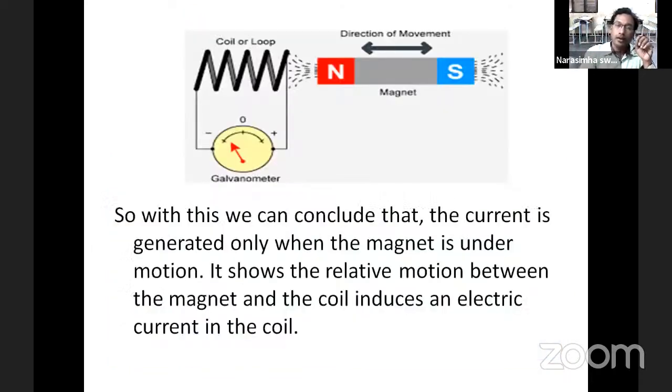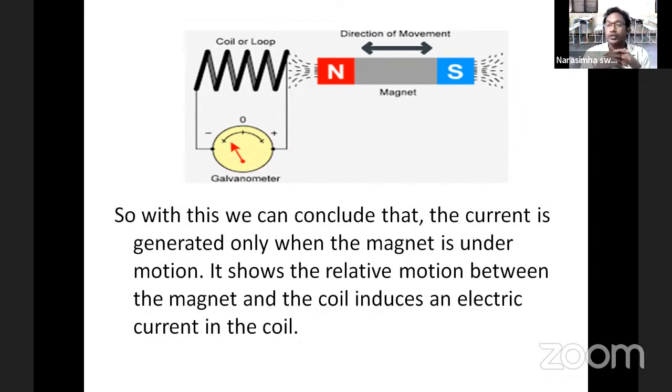Here is some more clarification. With this, we can conclude that the current is generated only when the magnet is under motion, as per the table that we discussed. So from that table, what do we conclude? The current is generated only when the magnet is under motion. It shows that relative motion between the magnet and the coil induces an electric current in the coil.